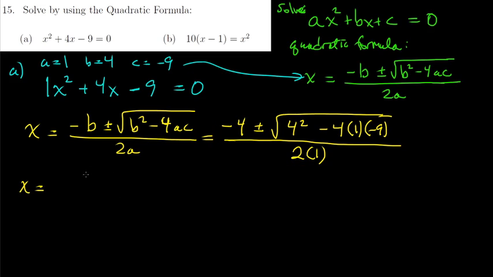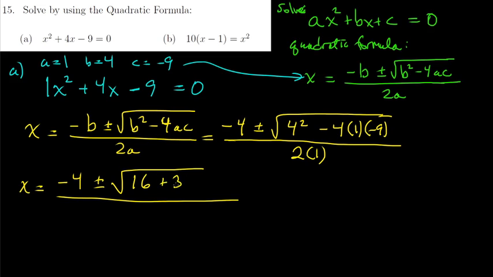Let's simplify it, right? So we have the negative 4 plus or minus, right? The hard part here is what is this under the square root? Right, so the square root of what? Well, 4 squared is 16. And then negative 4 times negative 9 is positive 36. Right. And 2 times 1 is 2, so nothing to do there. 16 plus 36 is 52.